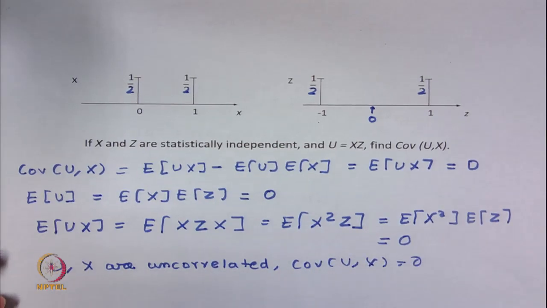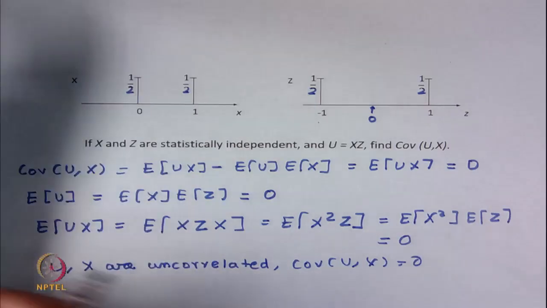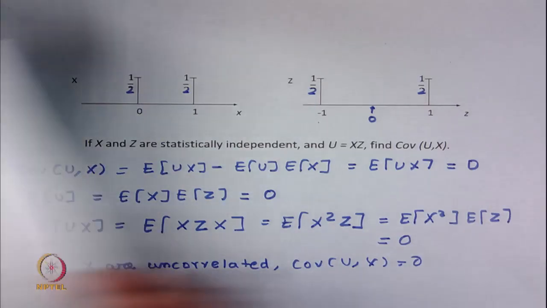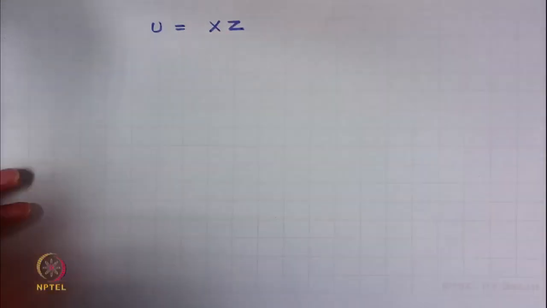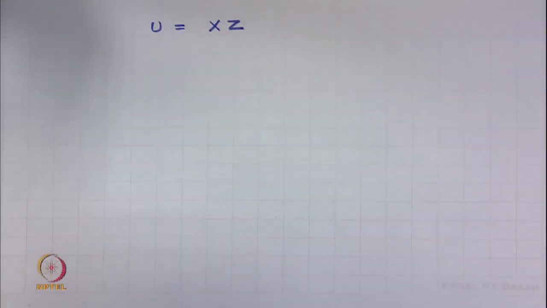Okay. Now, are u and x statistically independent? Let us explore. We have seen that u and x are uncorrelated, but the question that we have to think now is whether they are statistically independent. I have been given that u is x and z. So, how do I think about whether u and x are statistically independent? Let us go back to the definition.